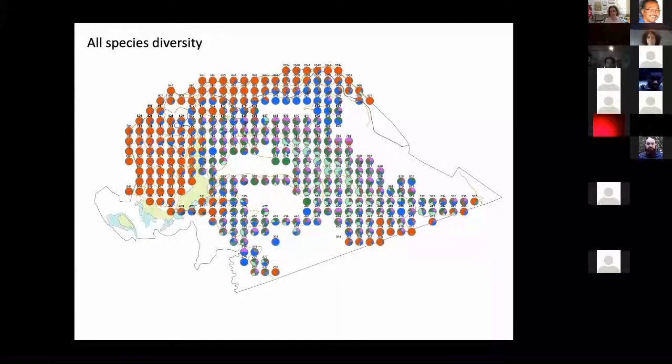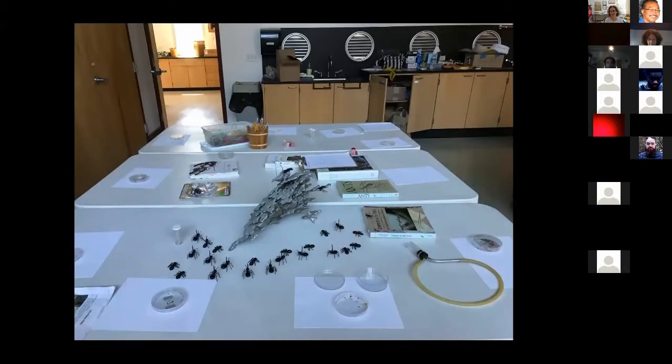The ant survey is really, really fun. This is our training. So we put some ants in petri dishes to show people. And we have some books and some other resources.